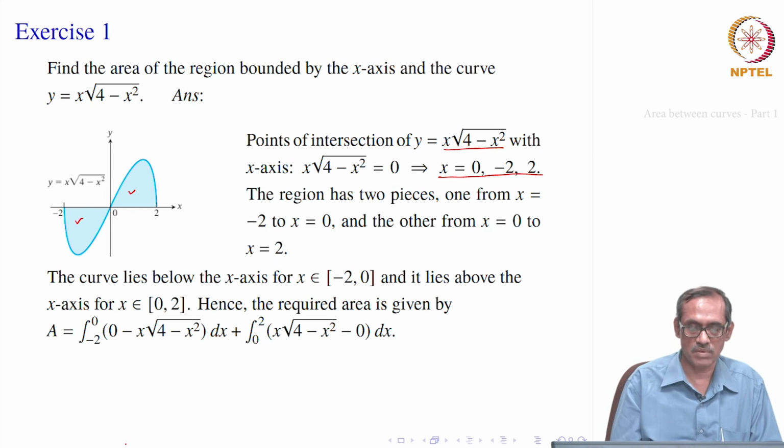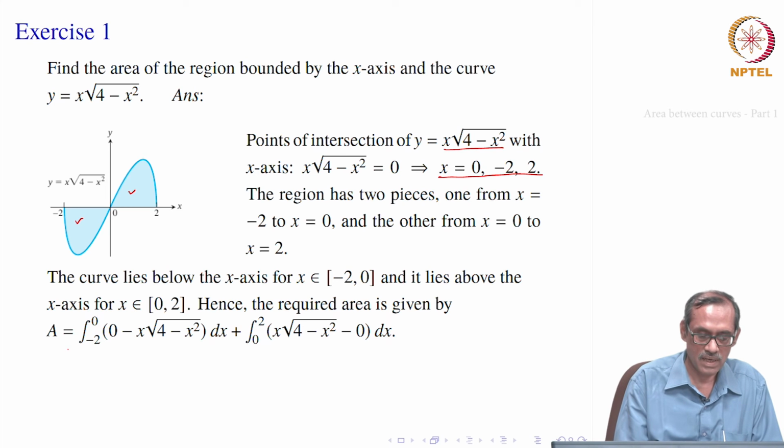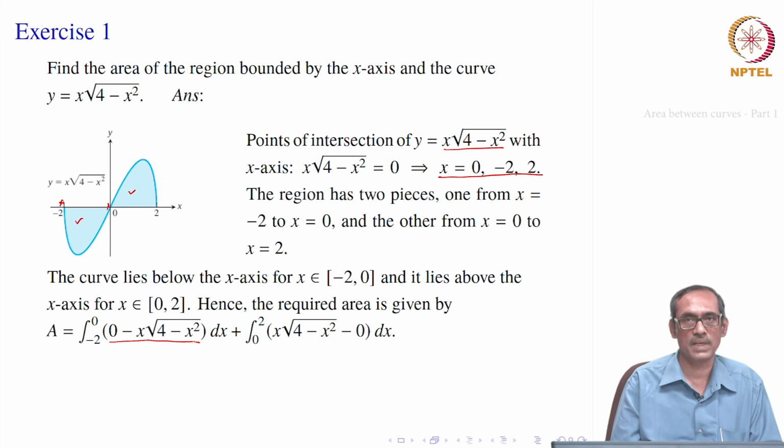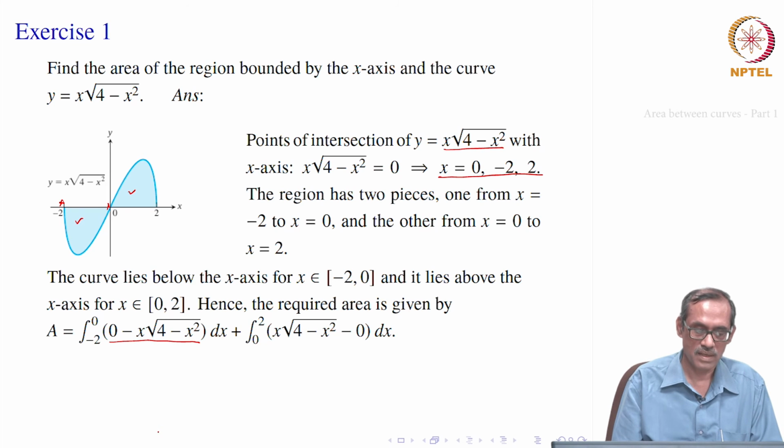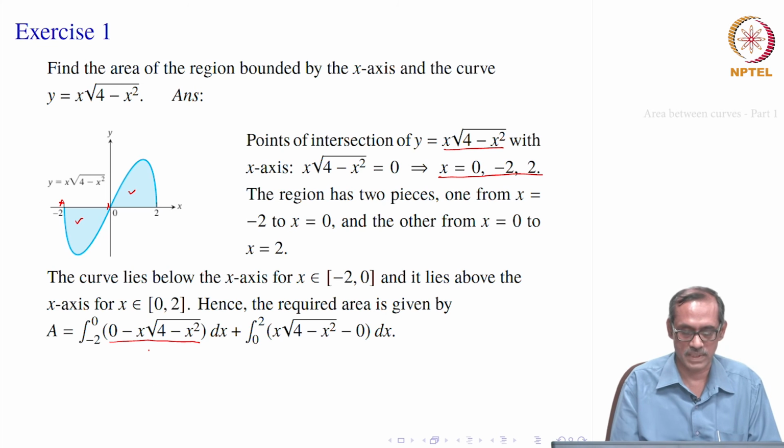So, each of these pieces has to be computed, their areas computed and then added together, fine. So, the required area will be A equal to the integral from minus 2 to 0, that is the intersection point, and the top is y equal to 0, the bottom is that curve. So, it is 0 minus x into square root of 4 minus x square dx. Of course, if you go back to the definition, it will simply be the modulus of x square root of 4 minus x square, and since x remains negative, it will become minus. That way also it is giving the same expression.